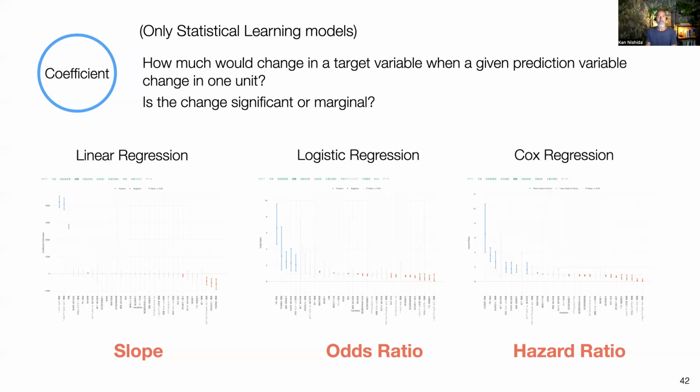But anyway, under this tab, these are the things you can know. How much would change in a target variable when a given predictor variable changes 1 unit? In this case, I'm going to talk about that a little bit later. The other question is whether a change is significant or marginal. If I'm allowed to super simplify, you need this one just for this reason, which is whether that relationship is significant or not.